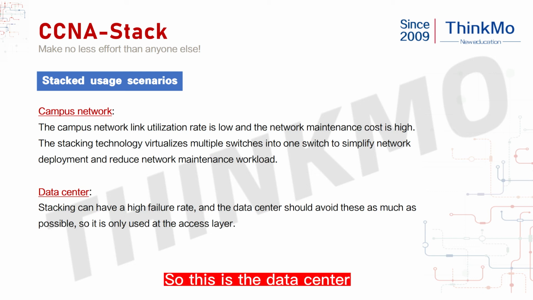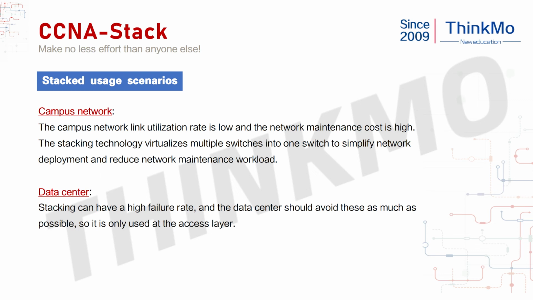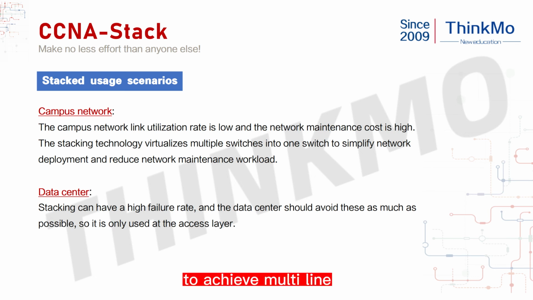So this is the reason not to stack in the data center. So why use it at the access layer? Because the access layer is for high density. The server may involve multiple lines to achieve multi-line redundancy, such as load sharing. We all know the server can also do load sharing. This is what we mentioned about stacked usage scenarios.